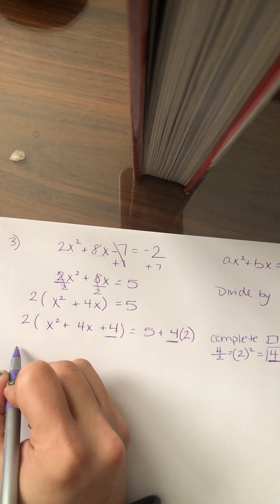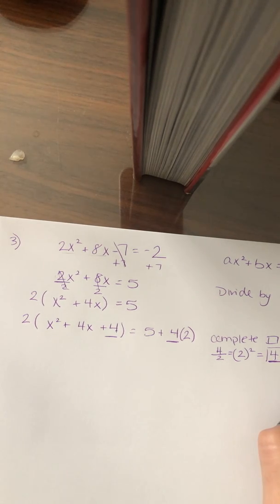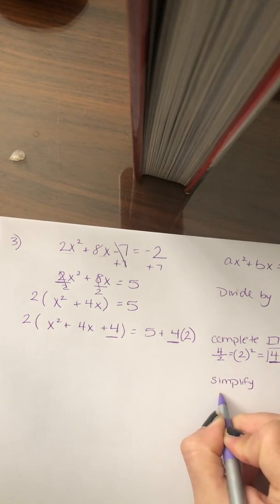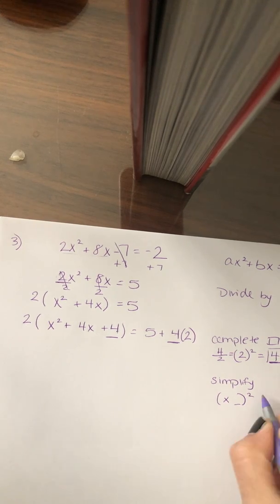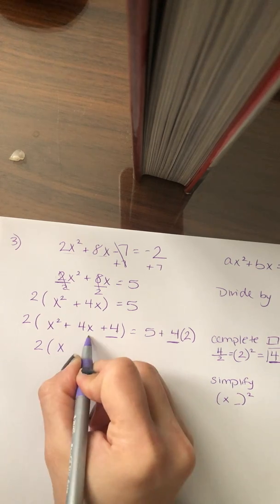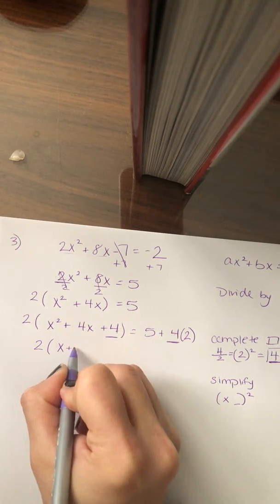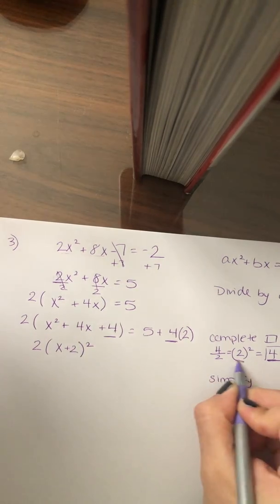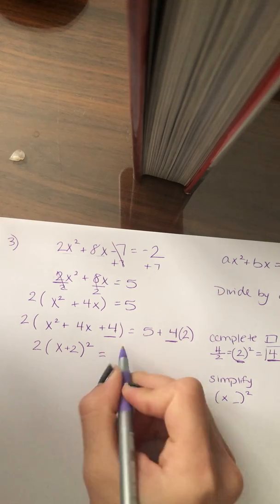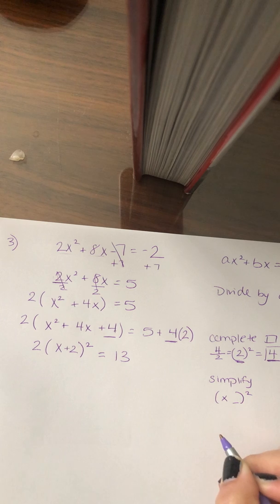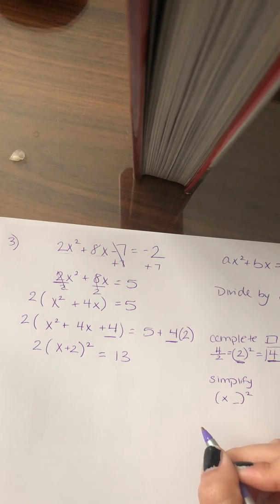Okay? Now I need to do step 4, which is factor the perfect square trinomial on the left and simplify the right side. So simplify. So I want my equation that looks like this. So this number, if I factor this right, 2 numbers that multiply to 4 and add to 4 is 2. They're the same, right? It's also this number inside. Equals, simplify this. This is going to be 13. Okay.